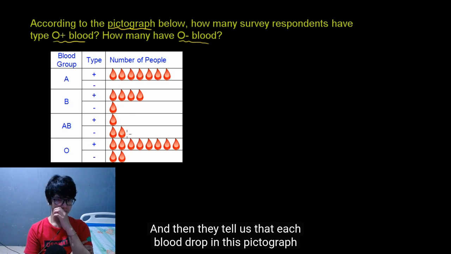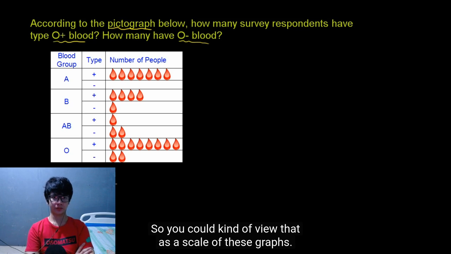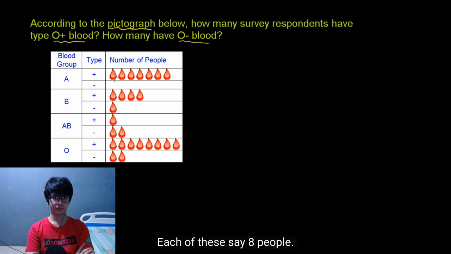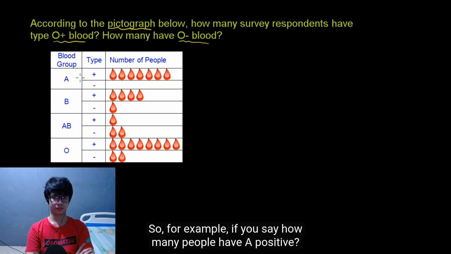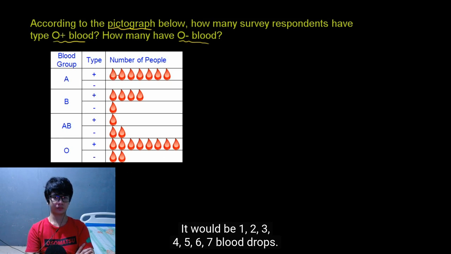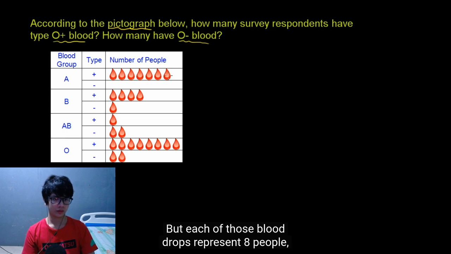And then they tell us that each blood drop in this pictograph represents 8 people. So you can kind of view that as a scale of these graphs. Each of these says 8 people. So for example, if you say how many people have A positive, it would be 1, 2, 3, 4, 5, 6, 7 blood drops. But each of those blood drops represents 8 people.